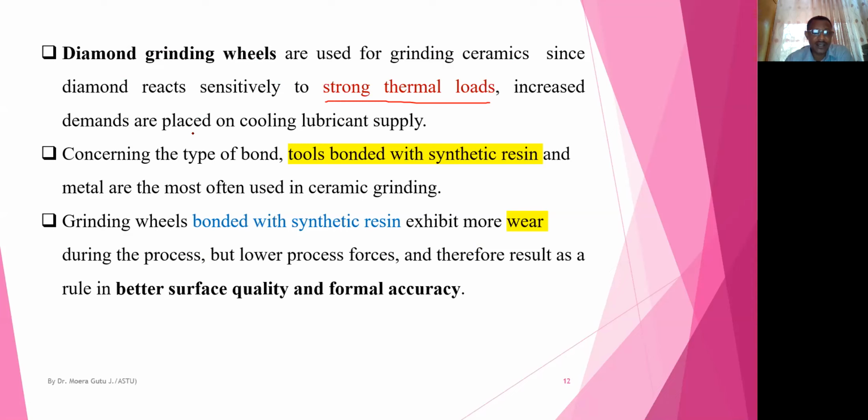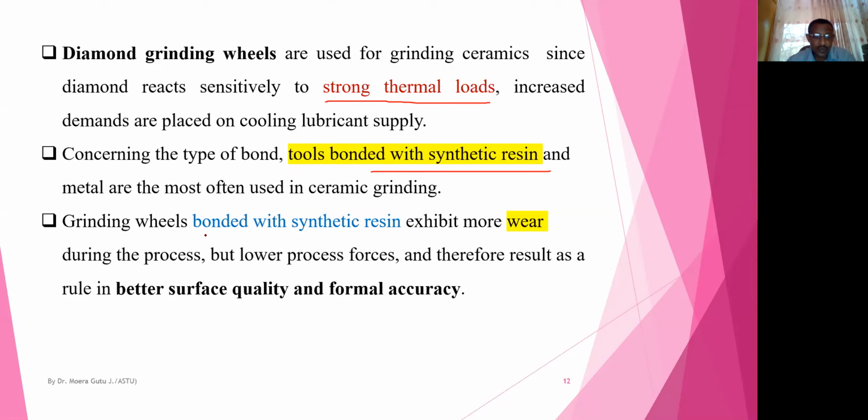Cooling lubricant supplies are needed with diamonds. When you use a diamond cutting tool, you also have to use lubricants. Concerning the type of bond, tools bonded with synthetic resins and metallics are the most often used ceramic grinders. They are synthetic resins, and the diamond cutting tools should be coated ones.